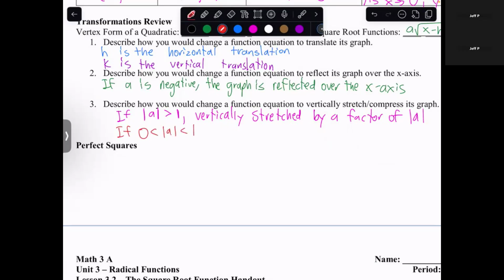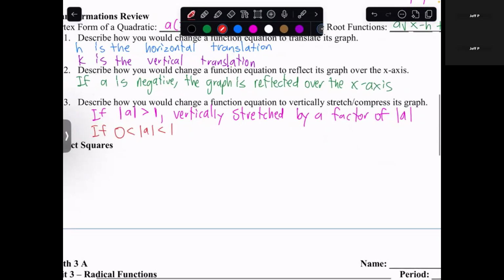On the other hand, if a is something between 0 and 1, or -1 and 0, then instead we say it's been vertically compressed. It's what is written on the screen right now. Sorry, that's spelled wrong.